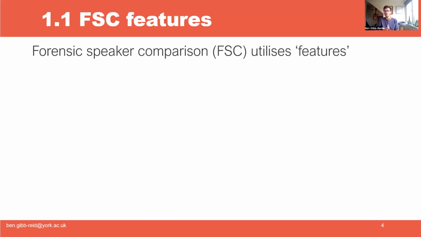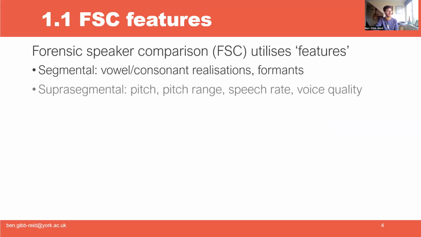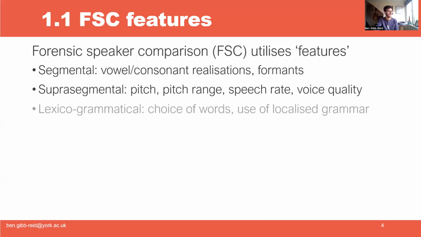So to do this, we actually utilize features of the voice. There's not a golden thing exactly. Most of what we do in forensic speech science is utilize different aspects of the voice. These can be segmental, vowel and consonant realizations, formants, acoustic alignments of that, suprasegmental, pitch, the range of pitch, speech rate, voice quality, sometimes as well lexicogrammatical, so the choice of words people use, localized grammar or jargon.